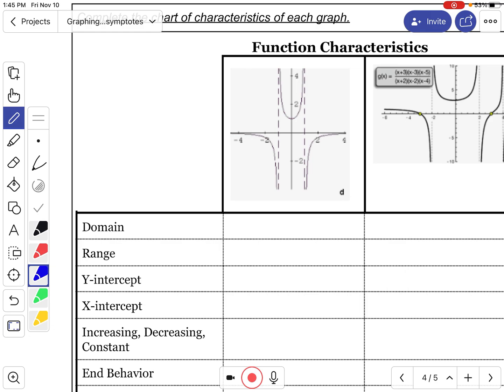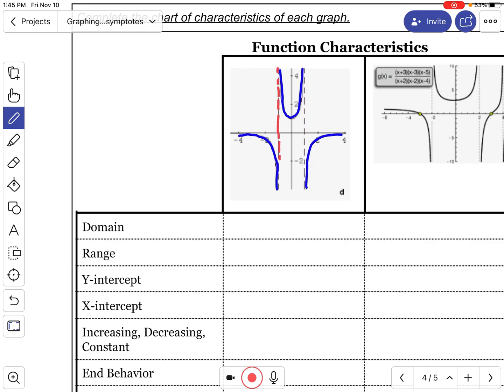Before I start, I want to outline what the actual rational functions are. Sometimes when things are in black and white, it's hard to see what is part of the graph and what is not. So the blue segments are the actual graph. The red dotted lines are the asymptotes. And in this case, that's going to help us with the first question.